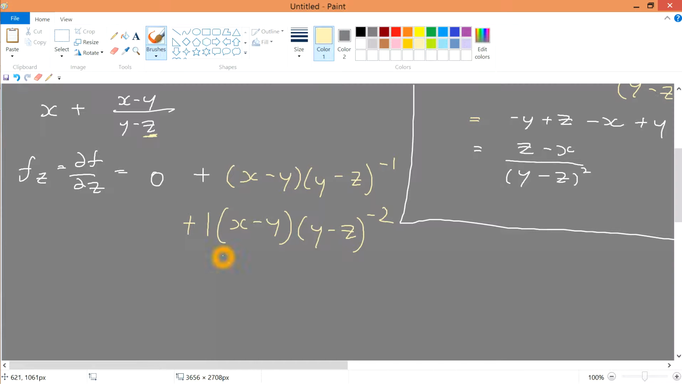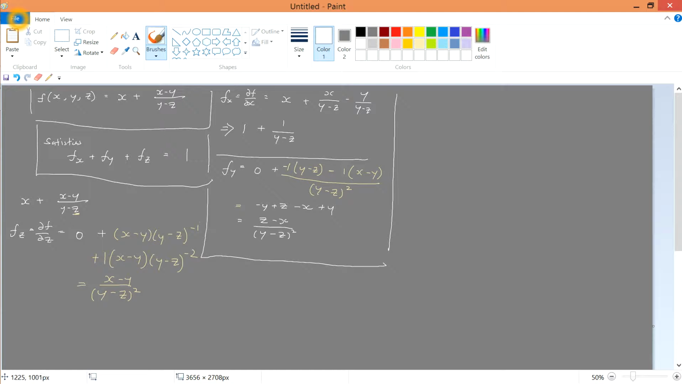So this is simply what I'm writing, and therefore you can rewrite this as x minus y, and I just bring this down to the denominator. So I have y minus z squared, and hence the partial differentiation with respect to z is this form, and then the partial differentiation with respect to x is this one, y is this one. So x, y, z. I'm going to put them all together so that I can sum them up and prove that it is equal to 1.